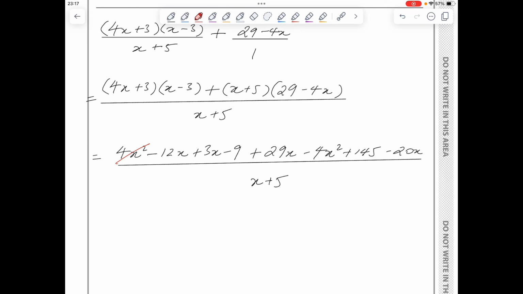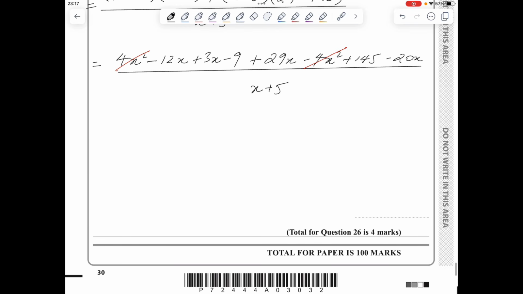I can cancel out the 4x squareds, and now let's simplify the x's. If you try and do that, you will notice that the x's cancel out, so adding the numbers will give you 136 over x plus 5, which is the final answer.